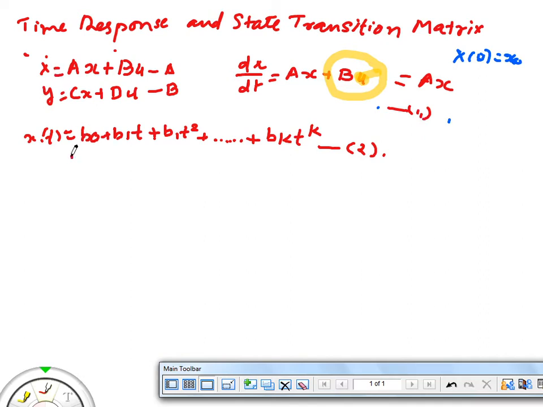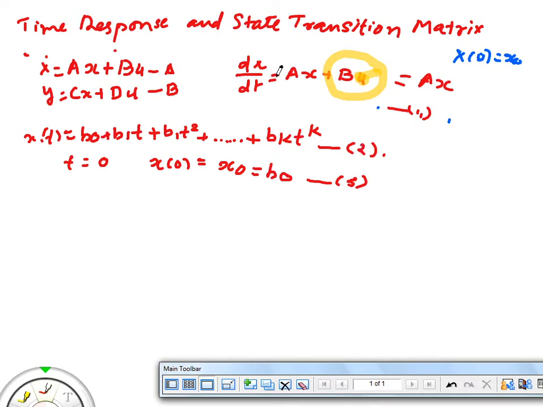Now at time t is equal to 0, I'll put t is equal to 0 and write x of 0. At t equal to 0 the value is nothing but x0. If I put t is equal to 0 in this, b1 into t, b2 into t square, this whole term will become 0 and only b0 will be present. So I can say that x of 0 is nothing but b0. I am getting this as equation number 3.